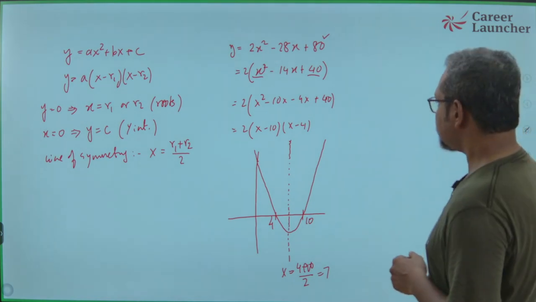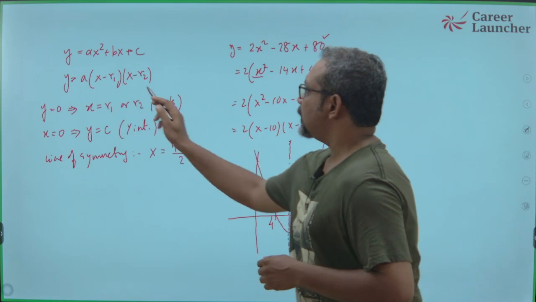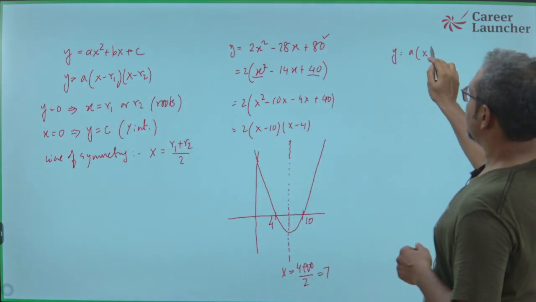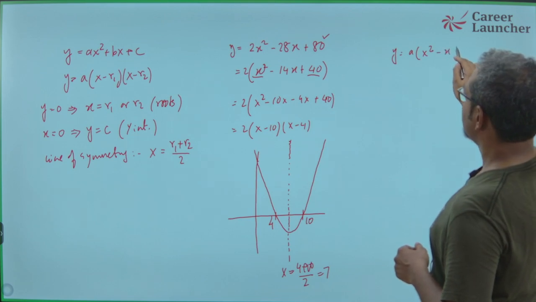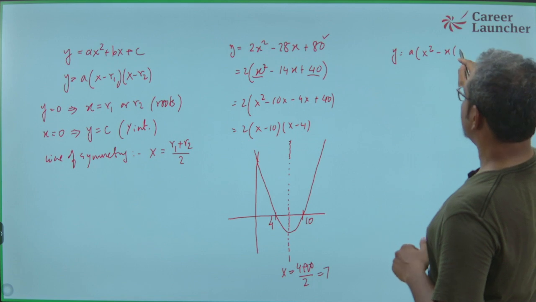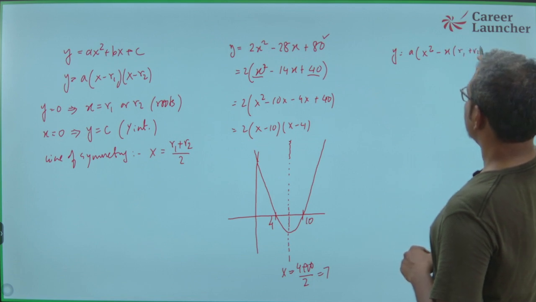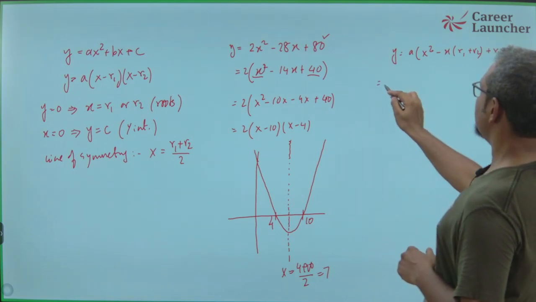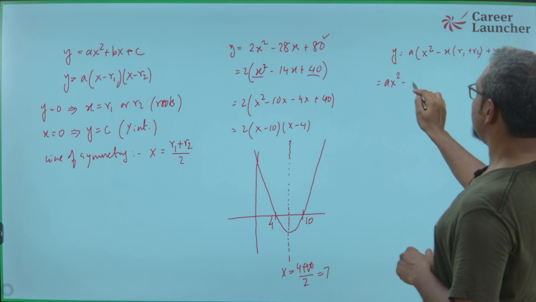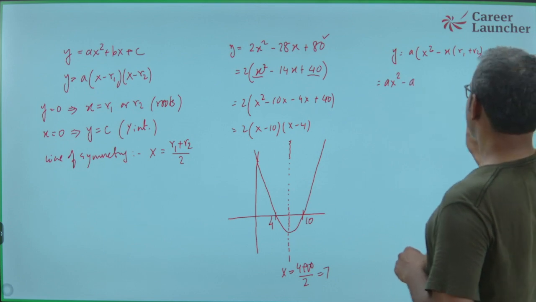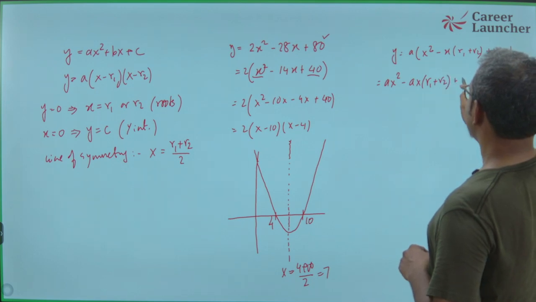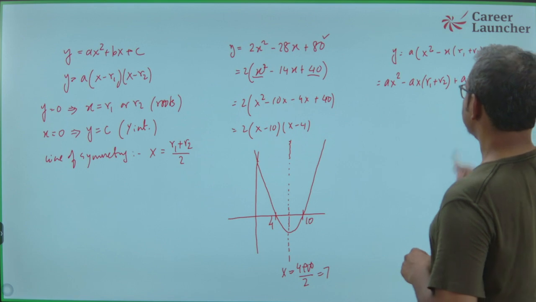Now, once we have this, let us multiply that out. Okay. So y is a times x squared minus x r1 minus x r2, so r1 plus r2 common, and then plus r1 r2. If I expand it, this would be ax squared minus ax times r1 plus r2 plus a r1 r2.